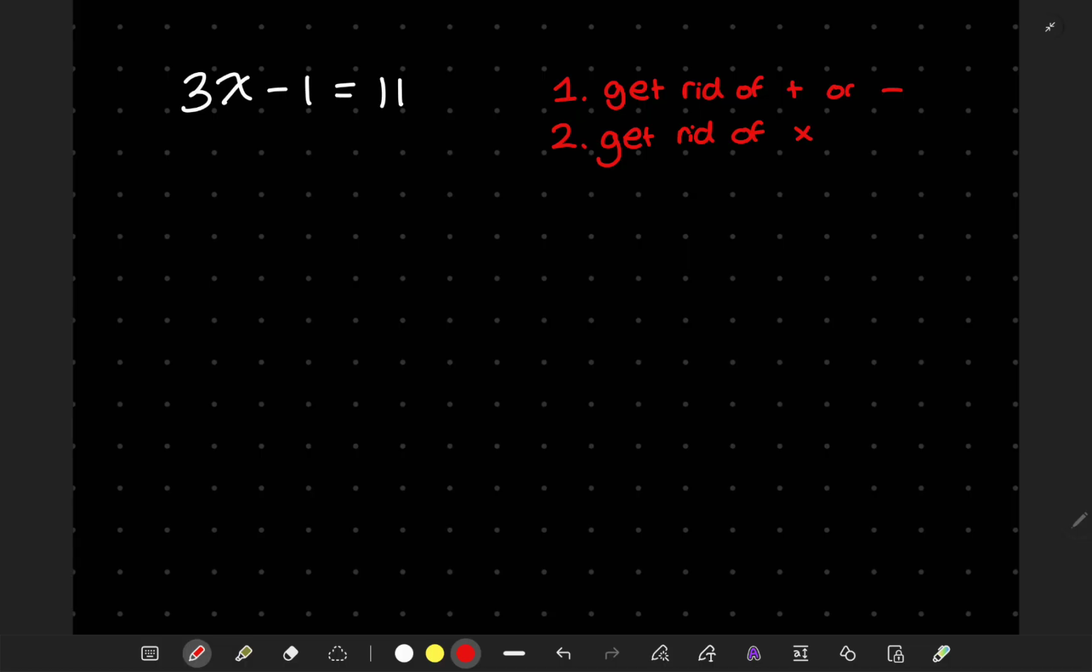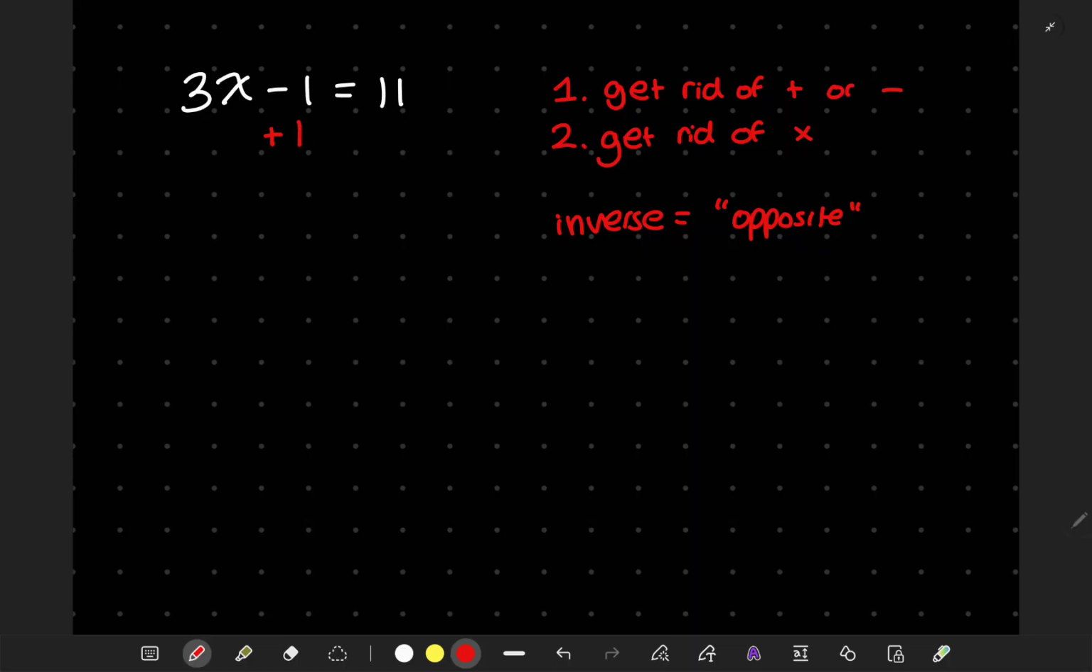In order for us to do that, I need to do the inverse. Remember that inverse means opposite. So I'm going to write that down. Inverse means opposite. So if I look here, I have minus 1. I'm going to do the opposite. The opposite of a subtraction is addition. So I'm going to put that first, and I'm going to match that number. I'm going to put plus 1.